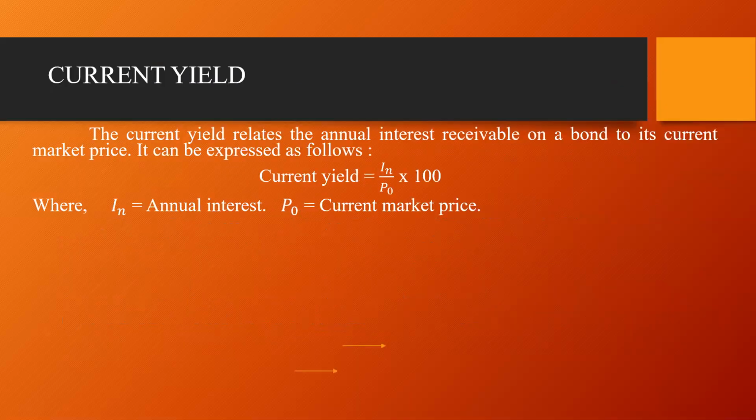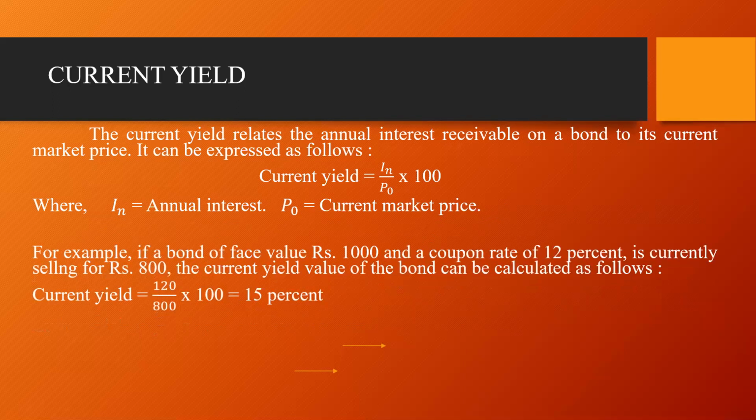The second type of return is a current yield. It denotes the annual interest received on a bond to its current market price. See, there will be no change in the interest rate that is being offered by the bond. There will be no change in the face value. What changes is the market price. So what is the interest rate when compared to the current market price? That is the current yield. So current yield is calculated using the formula I divided by P0 into 100, where I is the annual interest and P0 is the current market price.